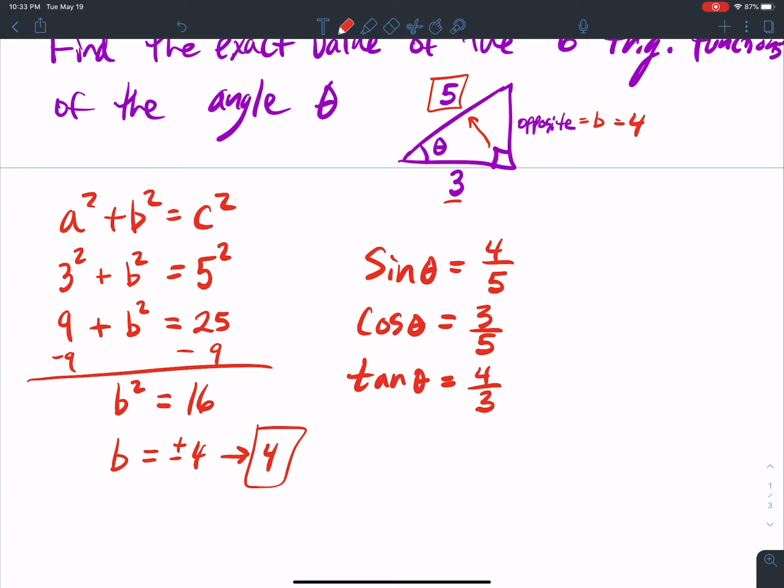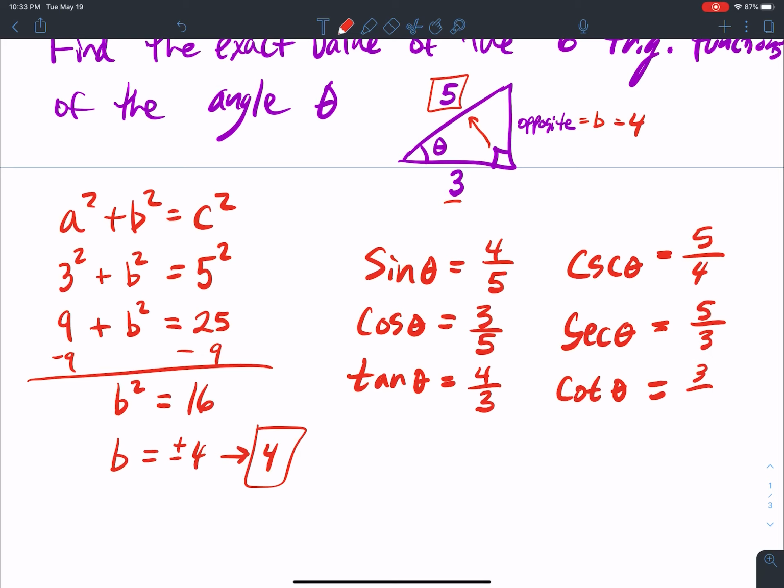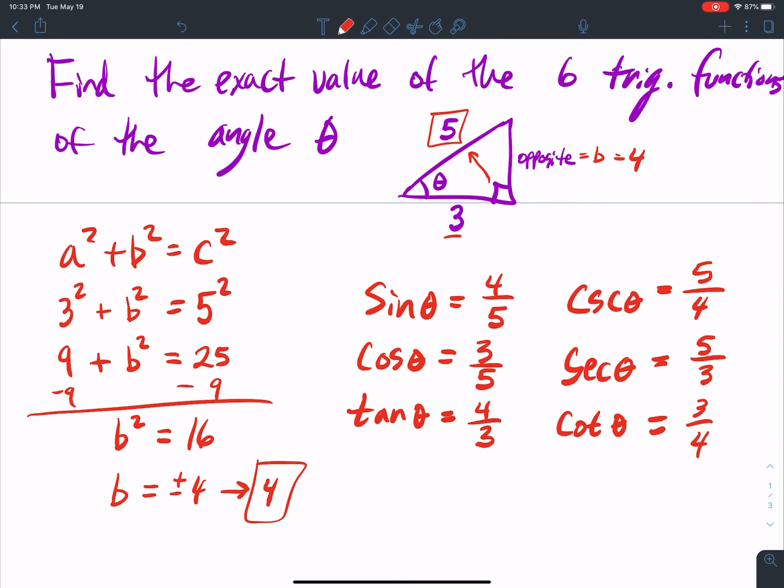Now I want to do the cosecant theta, the secant theta, and the cotangent theta. These are the reciprocals of what we just found. So cosecant is hypotenuse over opposite. Secant is hypotenuse over adjacent. And then cotangent is adjacent over opposite. Just like that. All right, so those are the 6 trigonometric function values given this triangle right here. Okay?